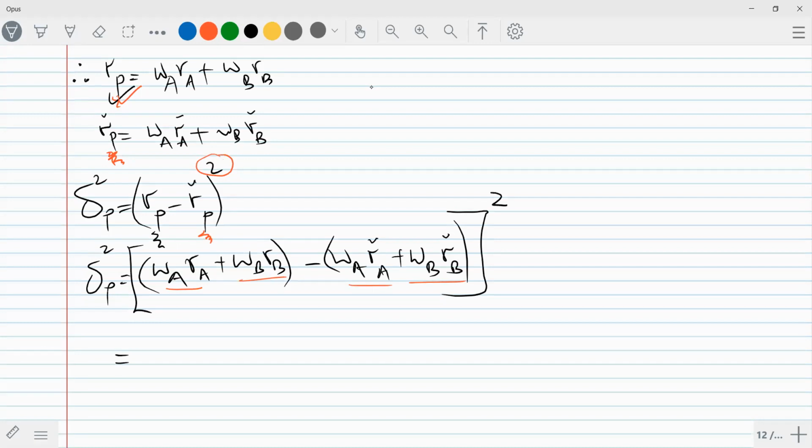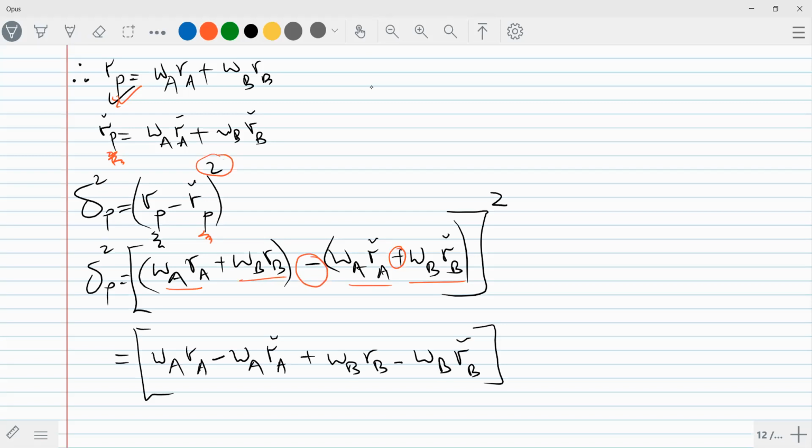This will be equal to the weight of asset A. I want to remove the brackets, in short. Weight of asset A, return of asset A, minus weight of asset A, the mean return of asset A. This still remains a plus. Plus weight of asset B, return of asset B. Now this is minus plus, this is minus, so minus weight of asset B, the mean return of asset B, all squared. I've just opened the brackets.